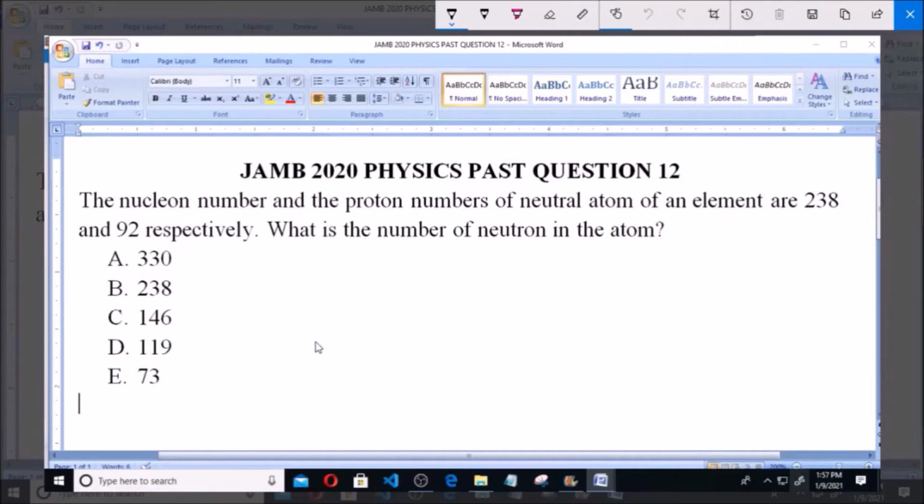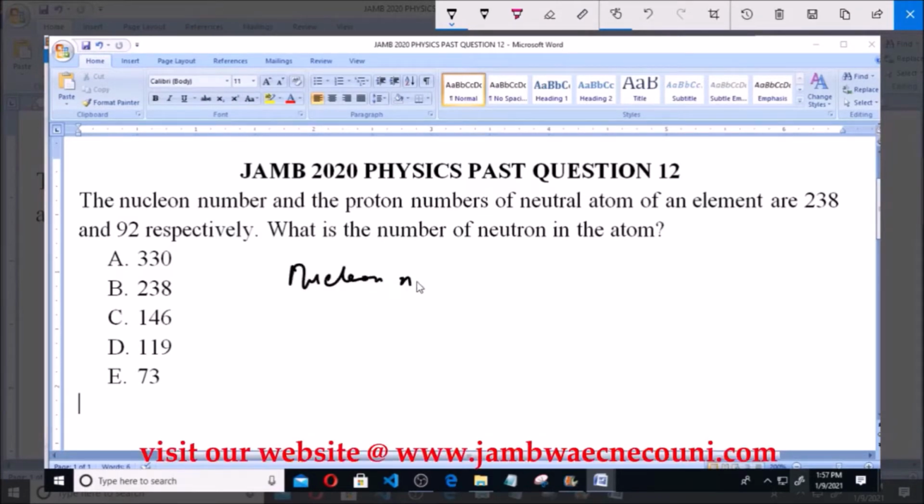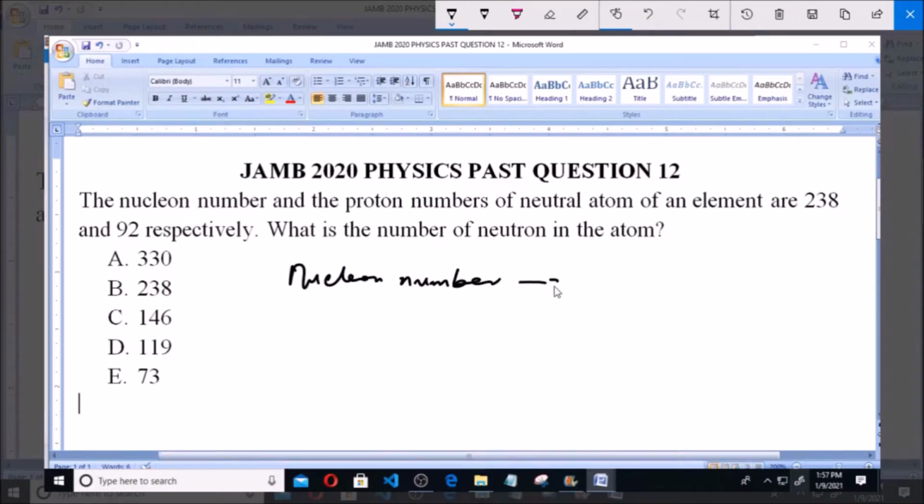Now, when you hear of nucleon number, it represents the atomic mass, or what you call the mass number, and it's represented as capital A. The mass number A is equal to the number of protons, which we call Z, or atomic number, plus the number of neutrons, which is N.